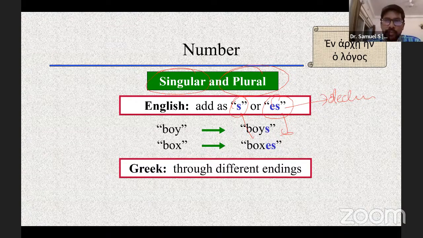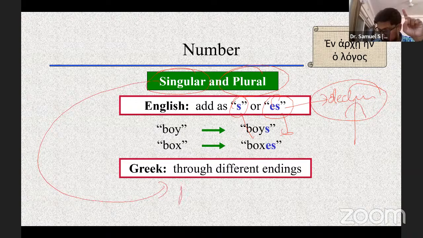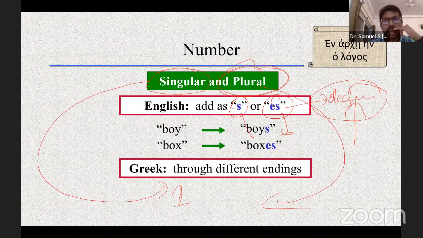In Greek, though, it's not this simple. It's not just adding an S at the end to make it plural. There's a little more complexity to it, but the idea is the same. There is a certain ending. The ending tells you whether it's a singular noun, meaning there's one entity of that noun, or the ending tells you whether it's a plural noun, meaning that there are more than one of it. Now, there are some languages where there's a third category of number, which is dual. One, two, and then plural. In Greek, it's just two, either singular or plural.